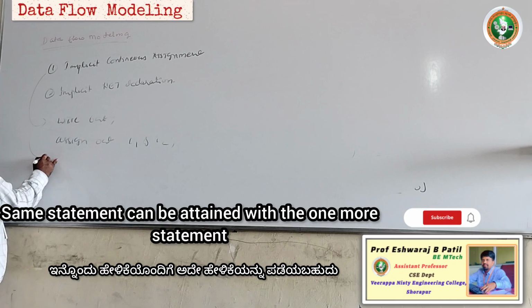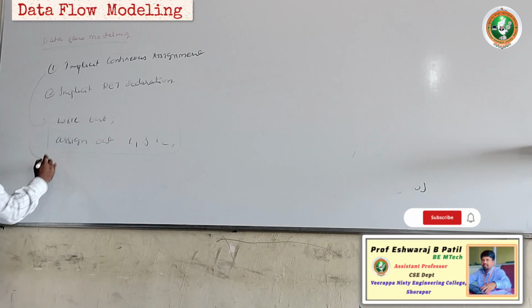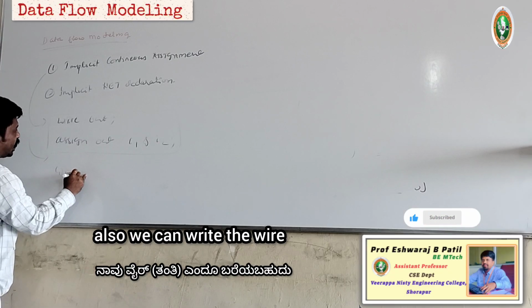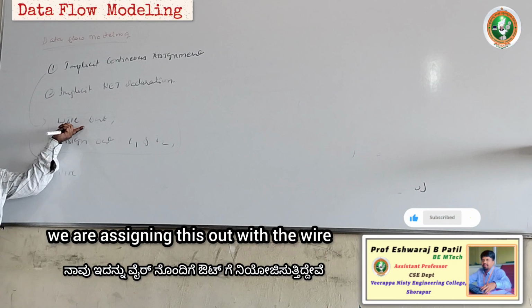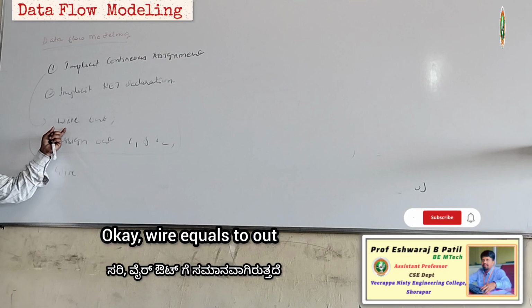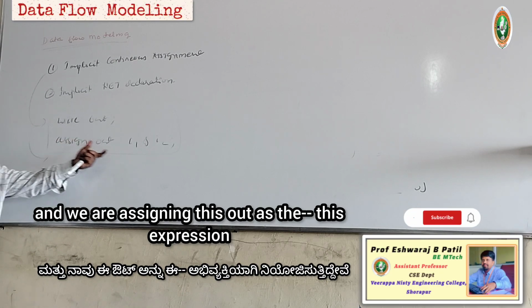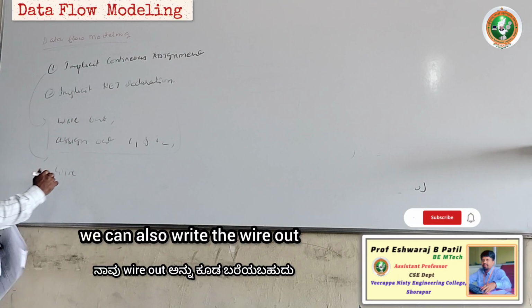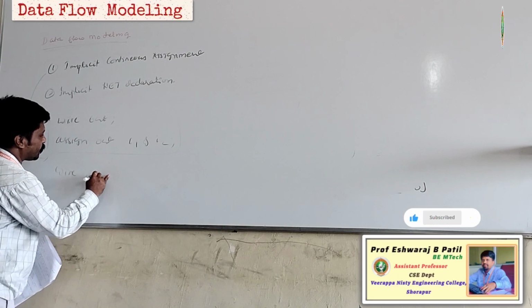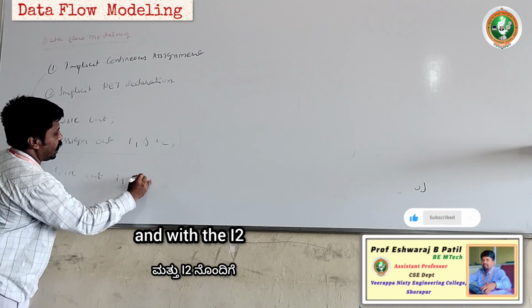Similarly, the same statement can be written with one more statement that we call wire. Instead of using the assign keyword, we can also write wire. We are assigning this out with the wire equivalent. Wire out, and we are assigning this out as this expression, I1 and I2.